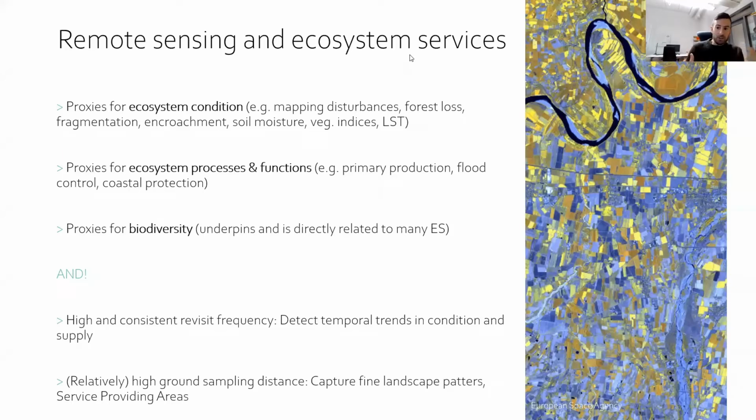On top of all this, the great thing about remote sensing, specifically satellite remote sensing, is that we have a high and very consistent revisit frequency. So we can actually detect these temporal trends, these changes in condition, these changes in ecosystem service supply. And we have relatively high ground sampling distances, that was the pixel size that Kien was talking about, so we can capture very fine landscape patterns. We can describe pretty accurately those service providing areas.